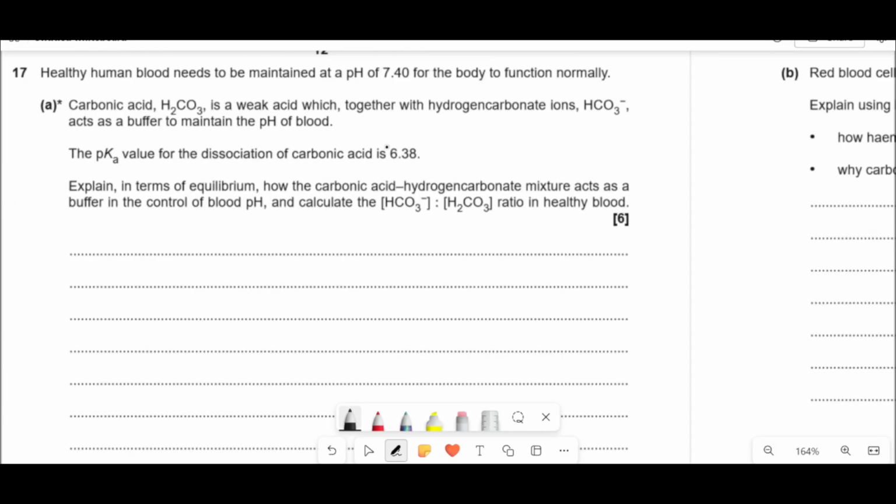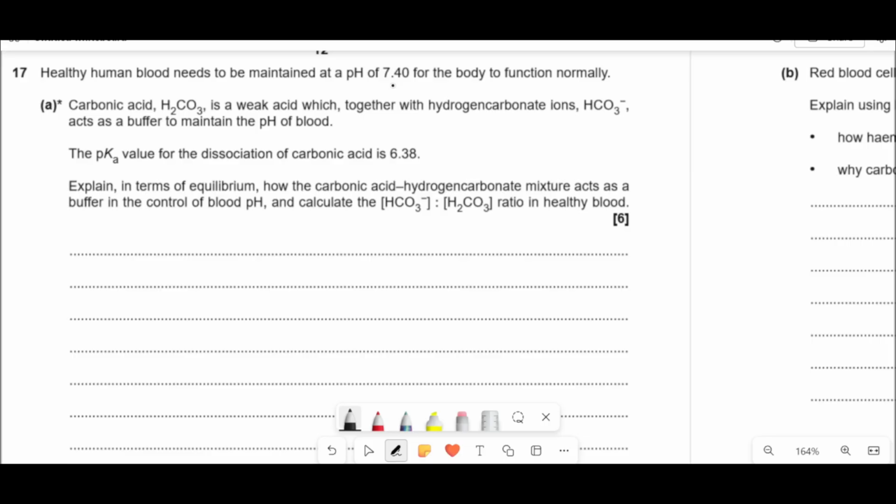Healthy human blood needs to be maintained at a pH of 7.40 for a body to function normally. Just a side rant, alkaline water and all that garbage is a load of garbage, because this does need to stay like this. If it deviates outside of the normal range, you can die. So if you could somehow control it by drinking Gwyneth Paltrow Goop alkaline water, that's a pretty rubbish system because you can die.